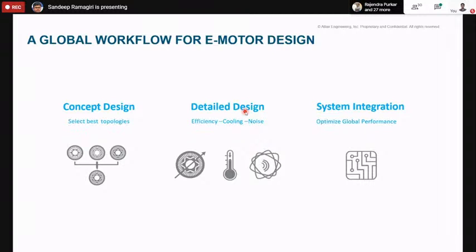So a motor is a single component, but how this motor will behave when we connect it into the system, that we will do by integrating it into the system. So this is what we follow at Altair for the designing of electrical rotating machines, and this is what we propose to our customers also.